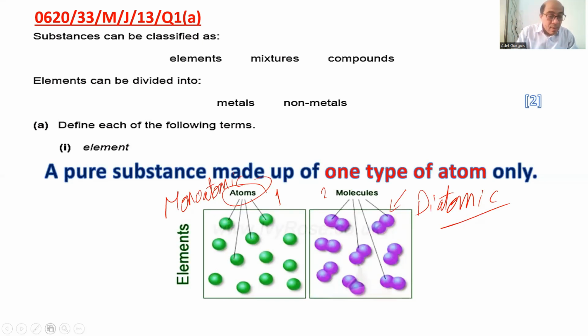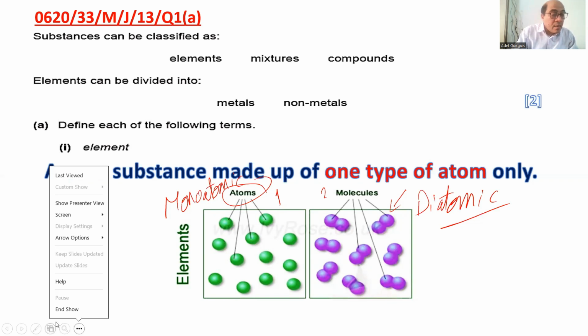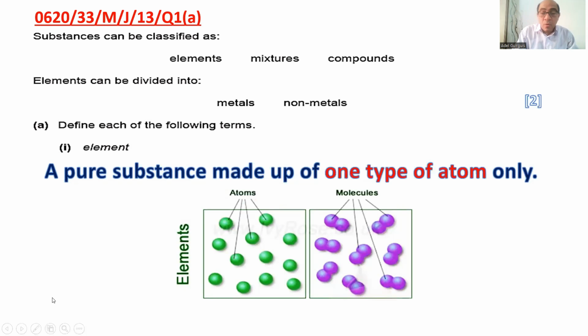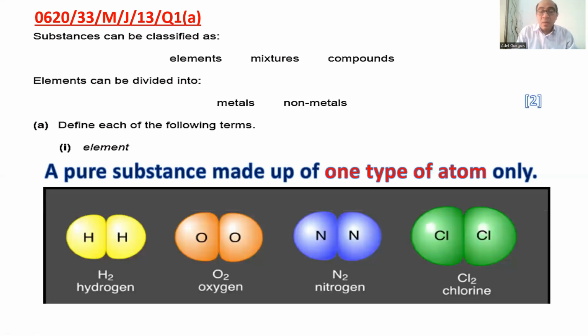Okay. Here, for this figure, look also. Another example is for diatomic molecules, like what? Like hydrogen H2, oxygen O2, nitrogen N2, chlorine gas Cl2. All of these four examples represent elements, but diatomic molecules.